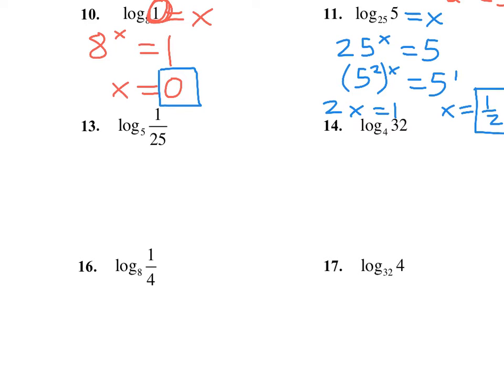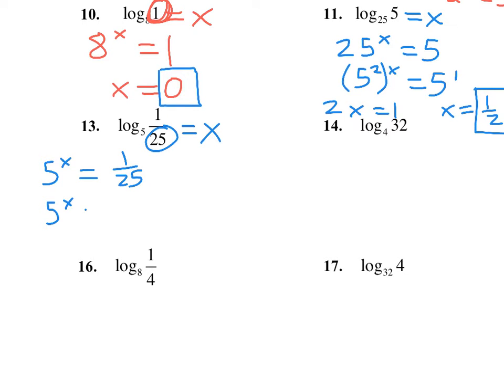Okay, for 13. You guys know that 5 squared makes 25, but if we want the 25 on the bottom, you're going to need a negative exponent. So I know the answer is going to be -2. Let's pretend we don't know the answer, rearrange it. 5 to the x equals 1/25.